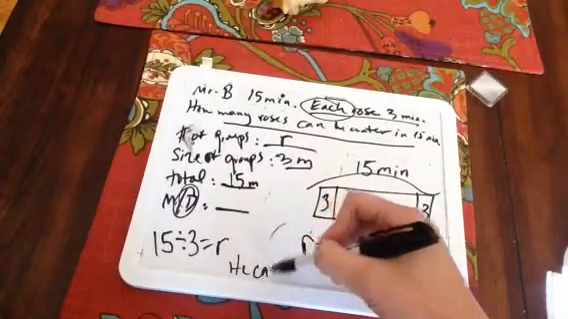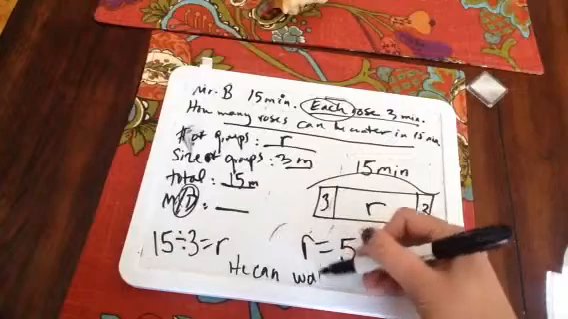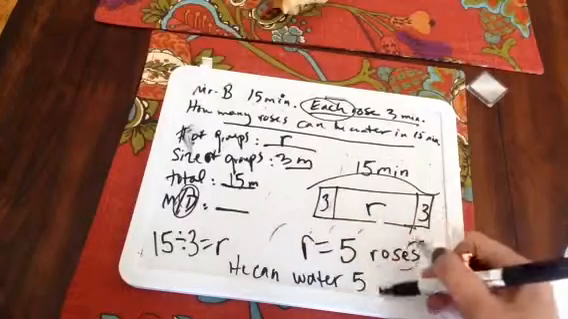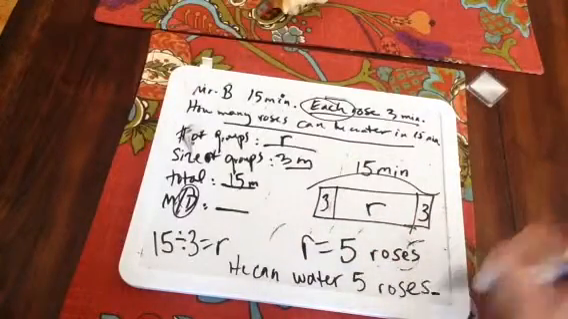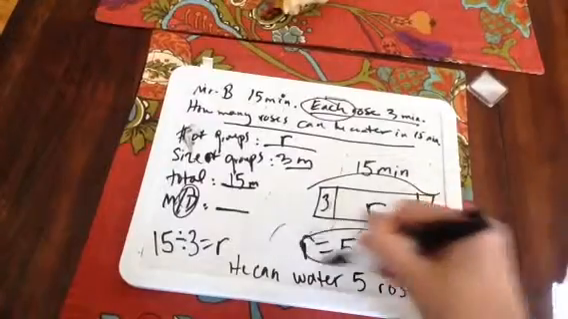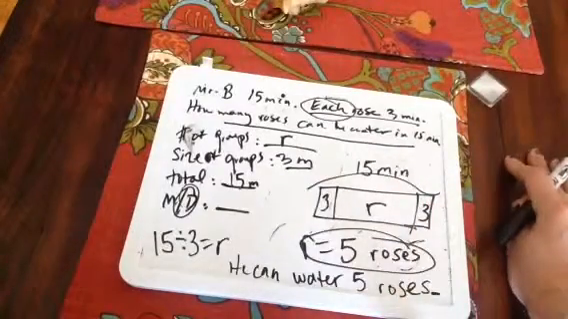He can water 5 roses. End it with a period. There you go. Maybe even circle this so I know what your answer is.